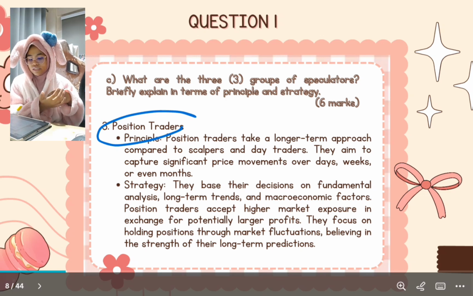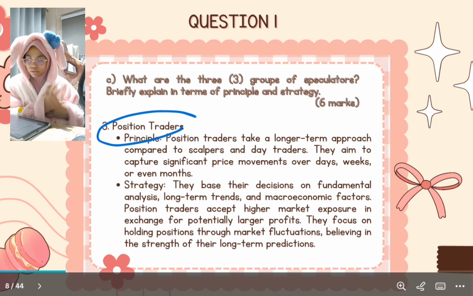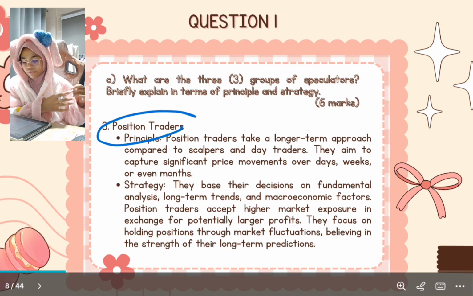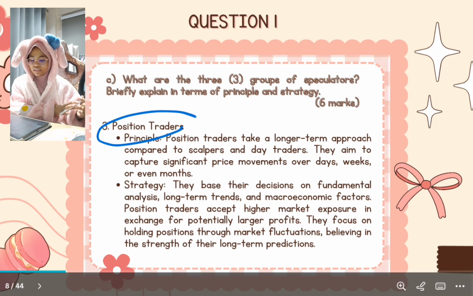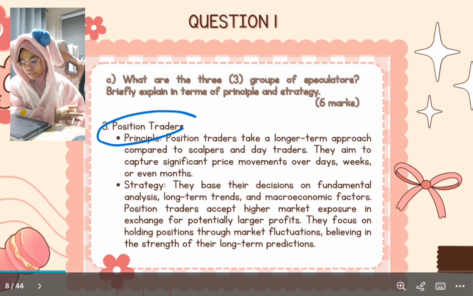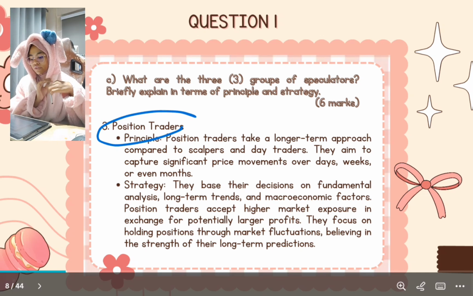The strategy is they base their decisions on fundamental analysis, long-term trends, and macroeconomic factors. Position traders accept higher market exposure in exchange for potentially larger profits. They focus on holding positions through market fluctuations, believing in the strength of their long-term predictions.